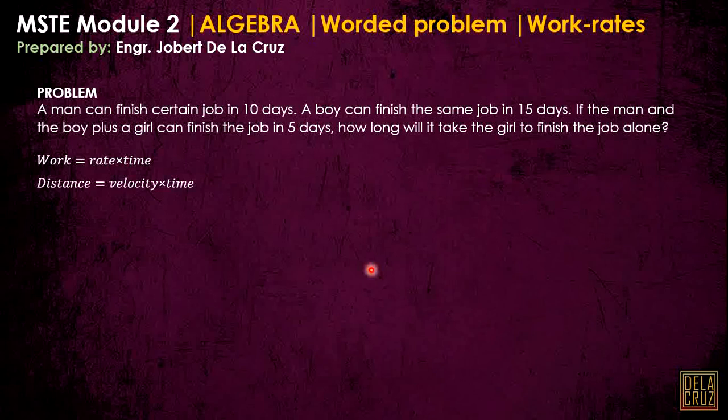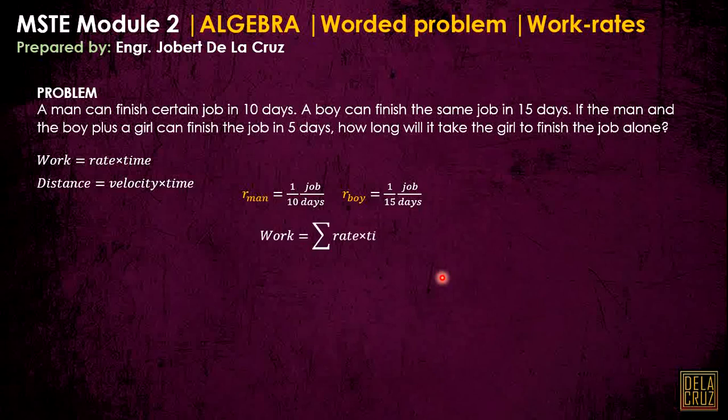Okay, ganito yon. In terms of distance, pag constant yung velocity in an algebra problem, distance equals velocity times time. The same lang siya ng logic sa work is equal to rate times time. In this case, work man lang itong kinukonsider natin dito. Take note that sinabi niya, the man can finish one job in 10 days, and the boy can finish the same job in 15 days.